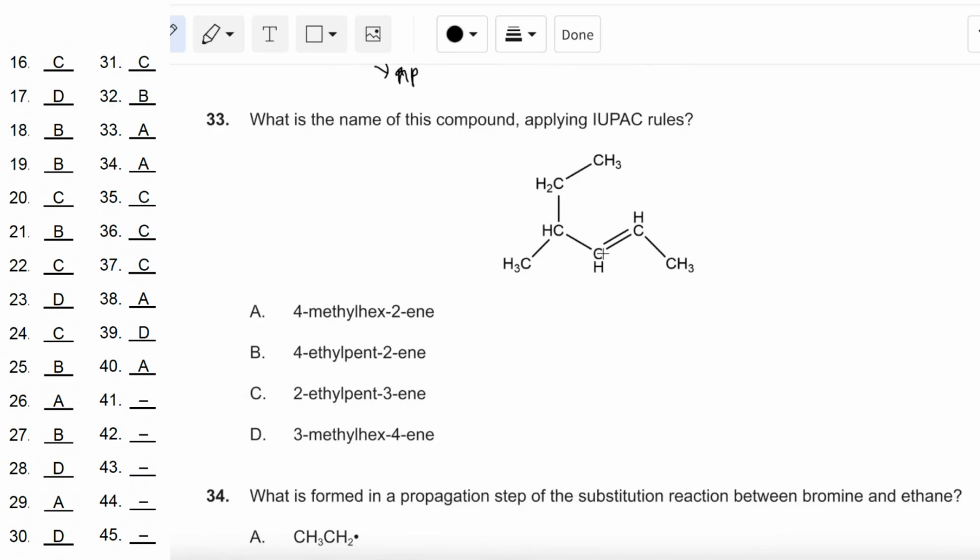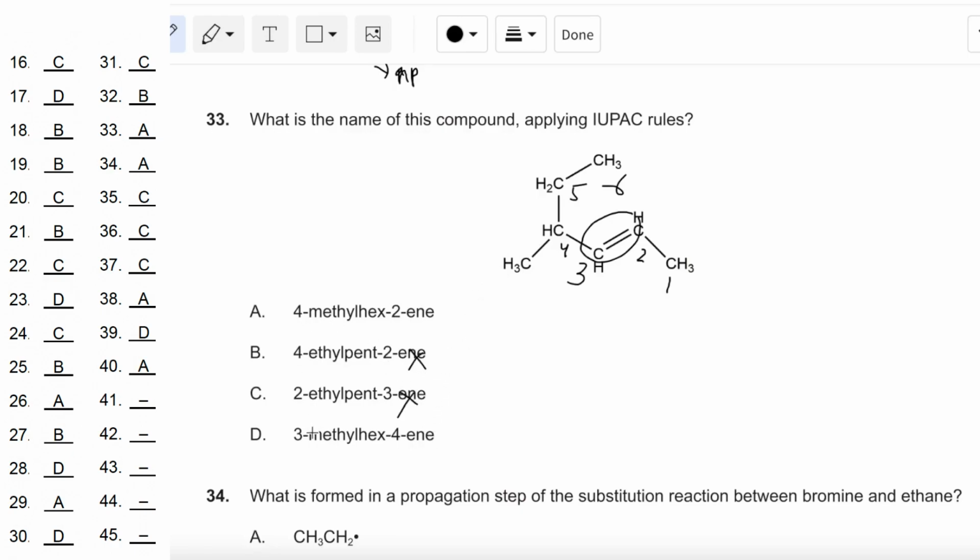It's number 33. You need to understand the concept again. The lowest number should be where the functional group is. So the functional group is right here, alkene. The number will be 1, 2. If you remember the concept of numbering, the lowest number should be at the functional group or near to the functional group. So 1, 2, 3, 4, 5, 6. Hexene.